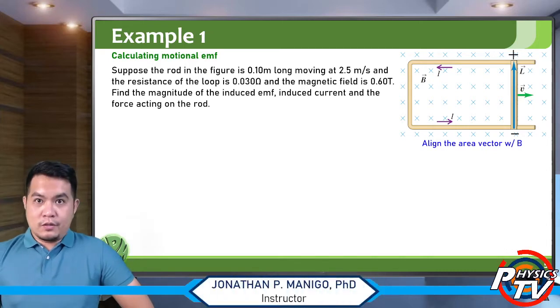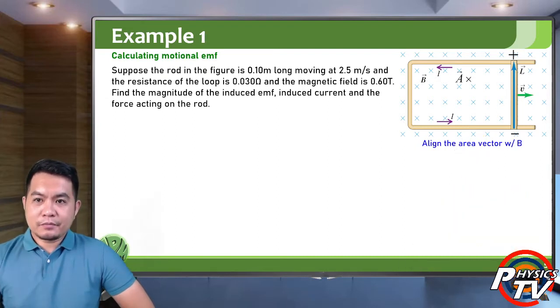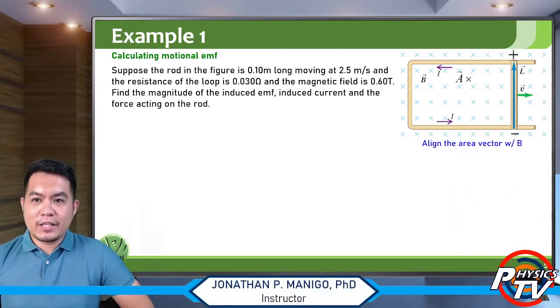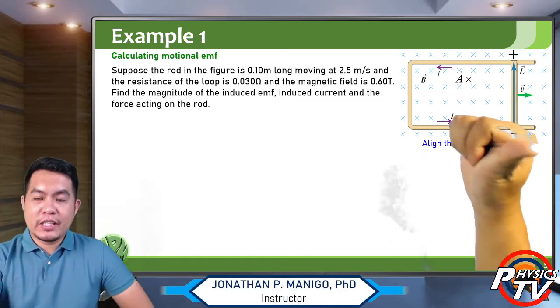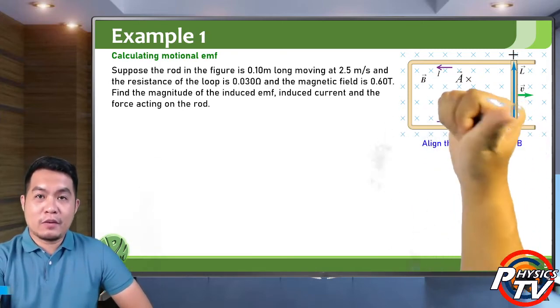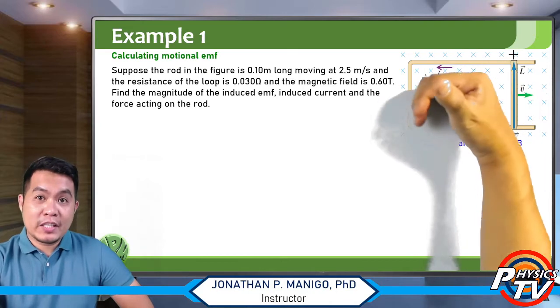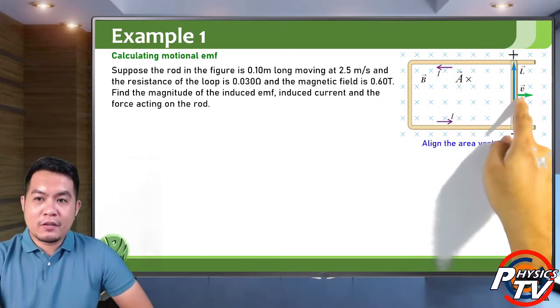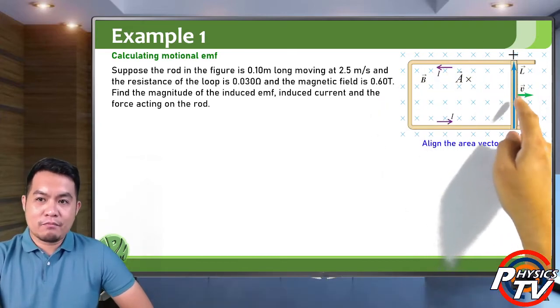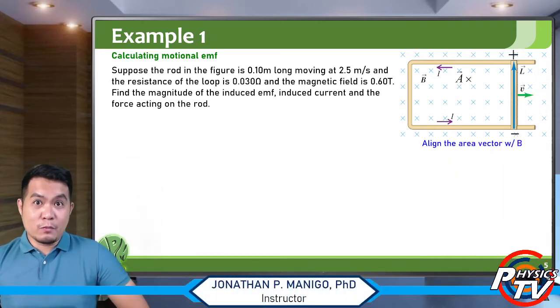We can also align the area vector with the magnetic field, and in this case, since the area vector is increasing, there will be an induced EMF in the opposite direction. So the induced EMF is actually out of the page, and that will generate a counterclockwise EMF or current. In the same manner of analysis, we find the positive and negative terminal of this rod, which became a battery.